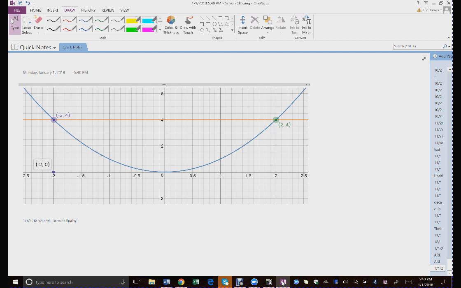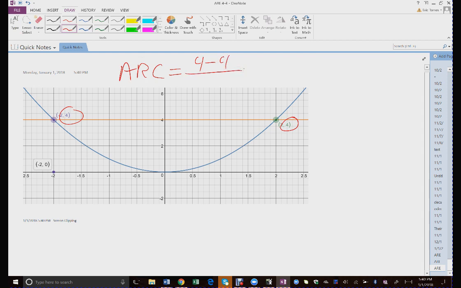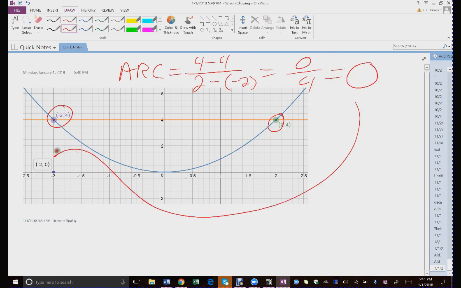And there it is. So now, the average rate of change, again, is going to be y2, which is 4, minus y1, all over x2, which is 2, minus x1, which is negative 2, which gives me 0 over 4, so the average rate of change is 0, which is what the computer said it was going to be. So there's just some average rate of change calculations.